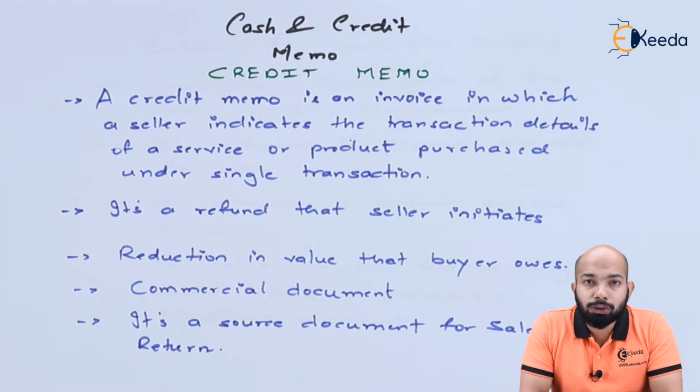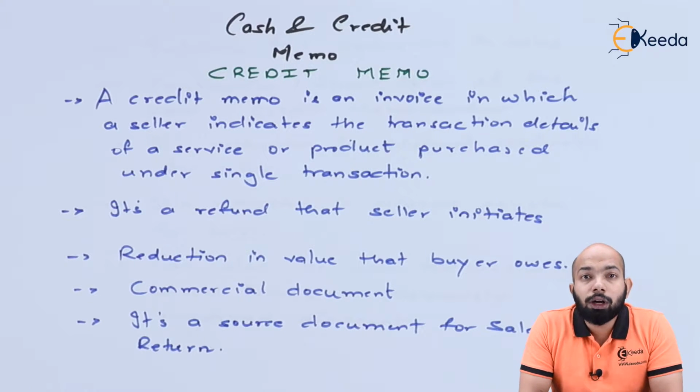So when we talk about a source document, we basically talk about an evidence that we have for our reference. Now a credit memo is completely different from a cash memo. Some of you might think that the cash and the credit memo is a kind of refund that is available. However, there is a lot of difference between them. The format may be the same, but there is a lot of difference in the way they function. We'll get to know how exactly a credit memo functions and how it is different from a cash memo.